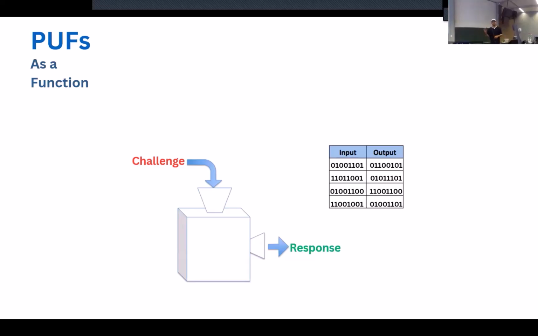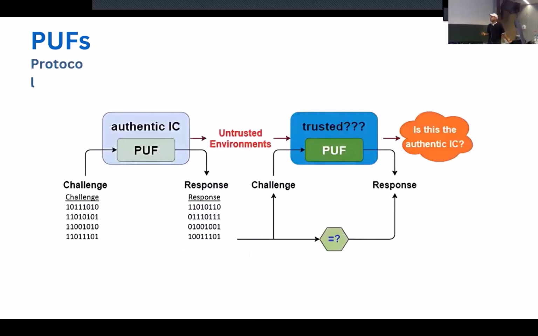So what we do is, after the manufacturing of the device, we collect all the input-output behavior. The next time we want to verify if it is the same device, we provide the challenge, or the input, and then we see if the response is the same as the one in our table. This is the typical authentication protocol: during manufacturing, we create the table for the challenge and response. For authentication, we provide the challenge and try to match if the response is the same or different.